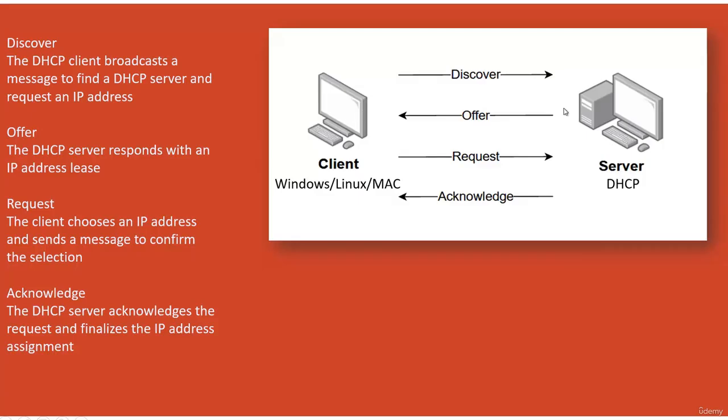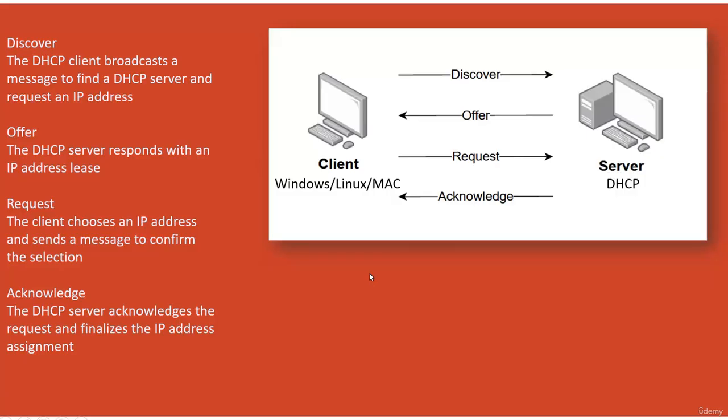That is not yet completed; that is the state at the moment. The DHCP server is offering an IP address to this client request. The client chooses an IP address and sends a message to confirm the selection. So once the client requests, yes, give me the IP address, I'm okay with it, then the server will acknowledge. The DHCP server acknowledges the request and finalizes the IP address assignment. So this is the final state. So there are four stages, and that is called the DORA process: discover, offer, request, acknowledge. This usually comes up in interviews.